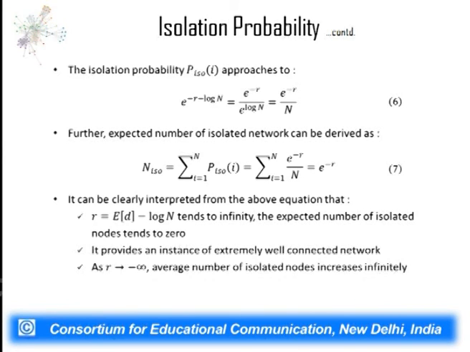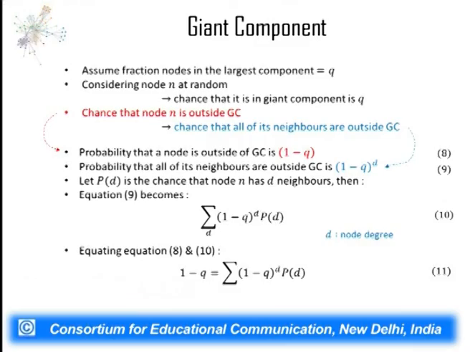There is one more interpretation: it provides an instance of a well connected network. And as r tends toward minus infinity, in the reverse direction, it means that the average number of isolated nodes keeps increasing, just increasing infinitely. Okay, so these are the interpretations.